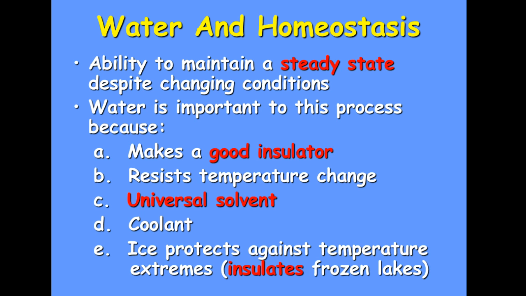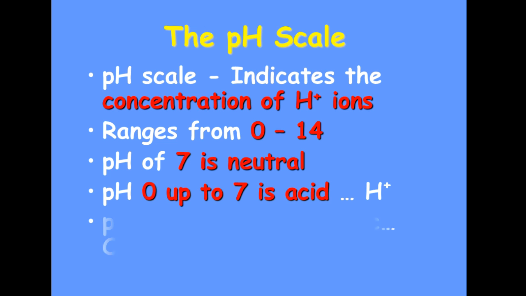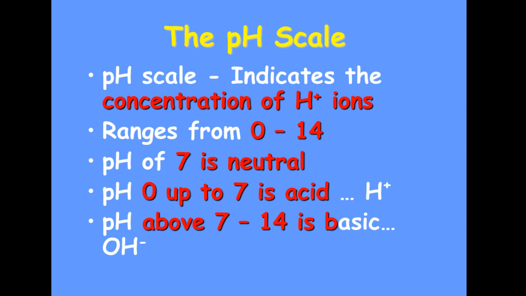Draw me a line under the last statement that you see on the screen. And this is your last section. I want you to call it the pH scale. This is the section that we'll do a little lab demonstration about. The pH scale indicates the concentration of hydrogen ions. What's a hydrogen ion? You'll see on the next screen.